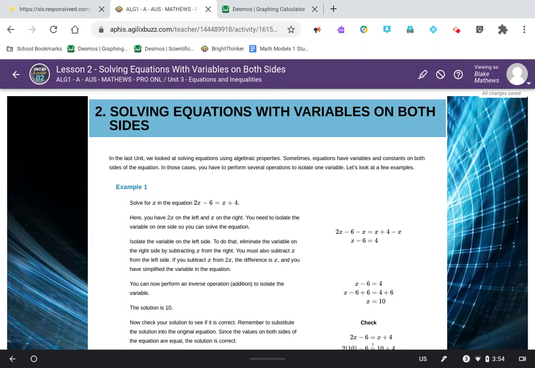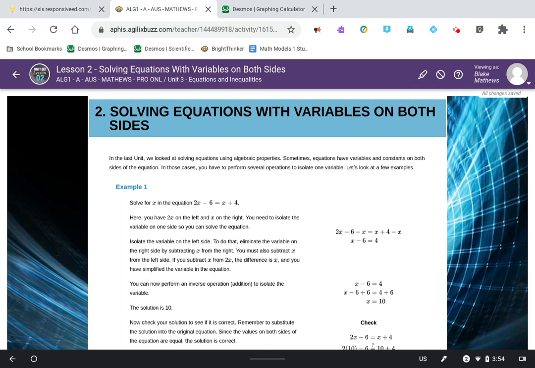All right, this is the Algebra 1, Unit 3, Lesson 2 video. The only real difference between this lesson and the lesson you did previously, the last lesson we did, is that now they are introducing a situation where there are more than one x, there's more than one variable, and they're on either side of the equation.